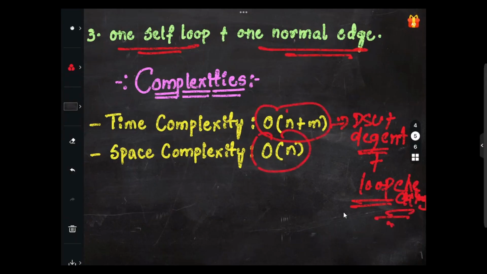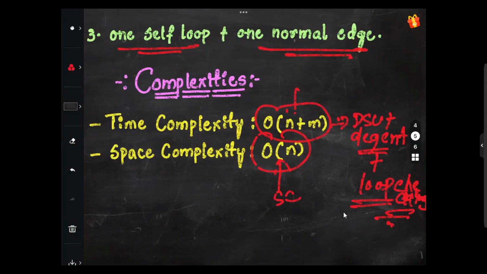What would be the space complexity? Space complexity would lead to big O of n, because we'll be making use of the arrays for the parent, degree, as well as the has edge. Has edge is nothing but this one for the Euler 2, right? So Eulerian pairs we can call in simple terms. So the time complexity and the space complexity for the code that we'll be writing in the future would be big O of n plus m and big O of n respectively, right?